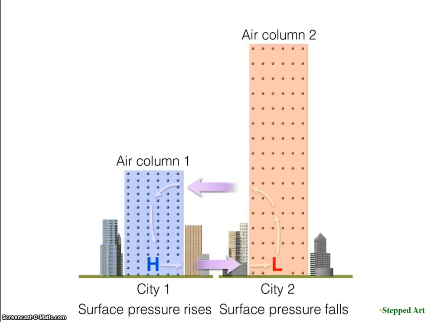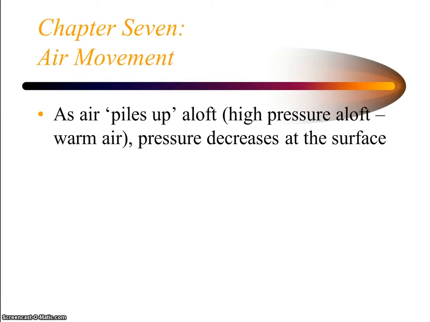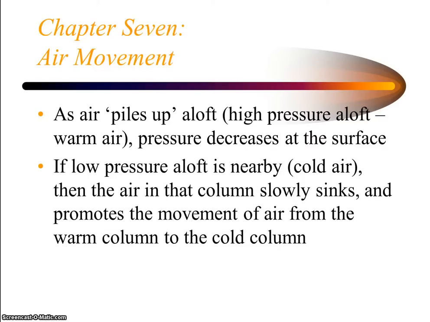And what you end up creating here is a little circulation. If you have high pressure aloft in column 2, that means you have lower pressure on the surface. If you have low pressure aloft in column 1, that means you have high pressure on the surface, and you get a circulation. As air piles up aloft, warmer air, surface pressure decreases. If low pressure aloft is nearby, i.e. cold air aloft, then the air in that column slowly starts to sink and promotes the movement of air from the warm column to the cold column.